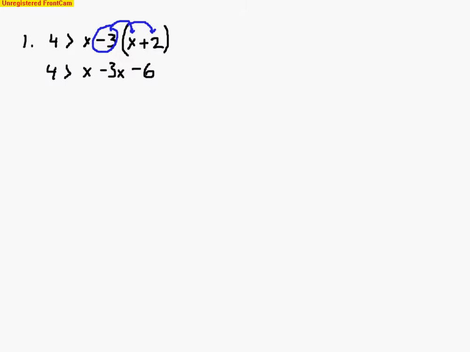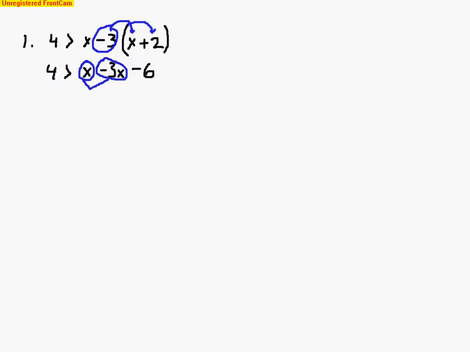So from this point, we've almost got a two-step inequality. We just have to collect some like terms. So we've got a positive x here. Again, I'm always looking at the sign in front. And then we have a negative 3x here. So minus 3x, same as plus negative. So we go ahead and combine those two.